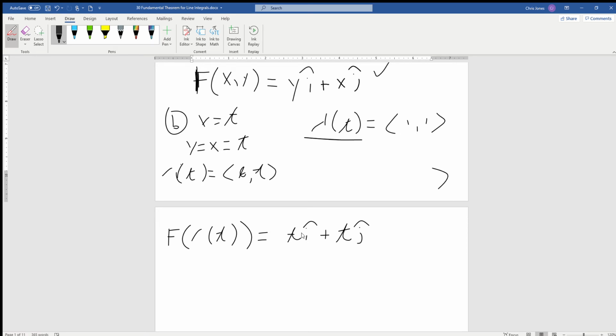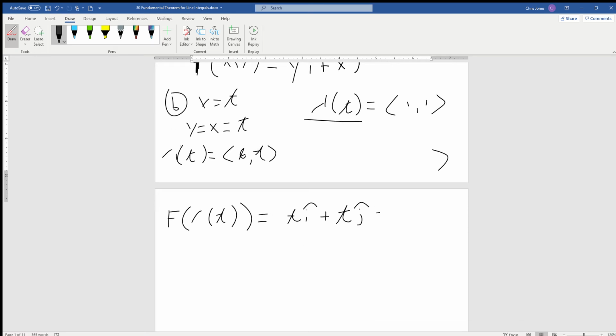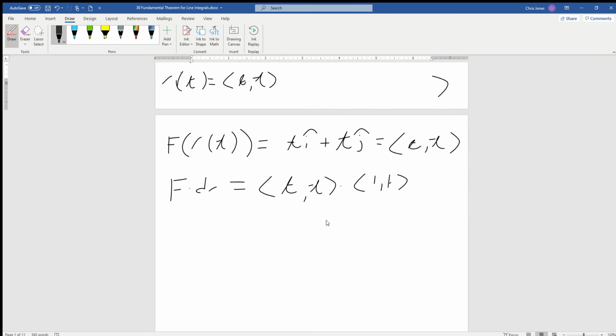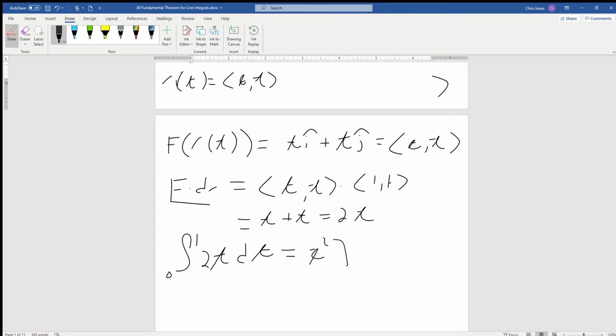So now we can dot the two. Remember, we dot r prime with F at r of t, and F at r of t is going to be t comma t in component form. So F dot dr is going to be equal to t comma t dot 1 comma 1. If we dot those, that becomes t plus t, which is 2t. And now we're just going to integrate. We integrate 2t dt from 0 to 1, because that's our F dot dr. Clearly this just becomes t squared from 0 to 1, and we end up with 1.